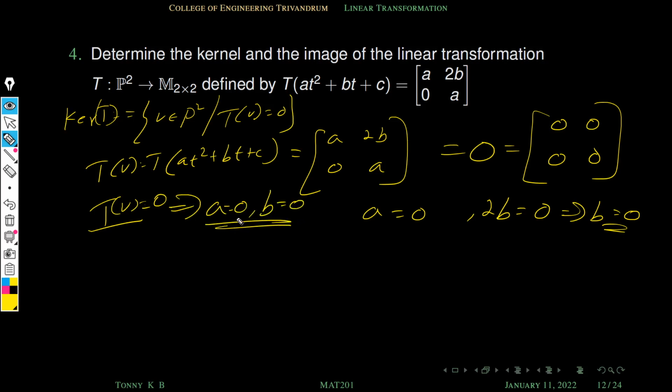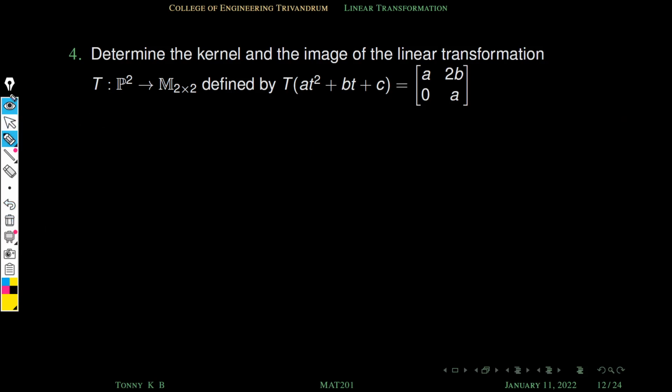Those vectors satisfying the condition T of V equal to 0 belong to the kernel. So what is the kernel of this transformation? A and B are 0, so that means the set of all constants, the set of all C such that C belongs to R. Here A, B, C are real numbers. In other words, the kernel of T is the set of all zero degree polynomials.